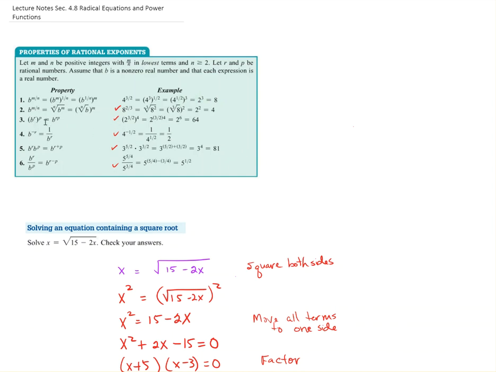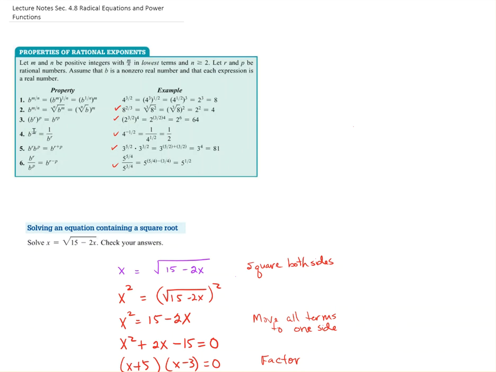Let's look at this one. B to the R to the P, whenever you have power to power, you multiply them. So if you had 2 to the 3/2 to the 4th, that's 2 to the 3/2 times 4, which would be 2 to the 6th, which is 64.